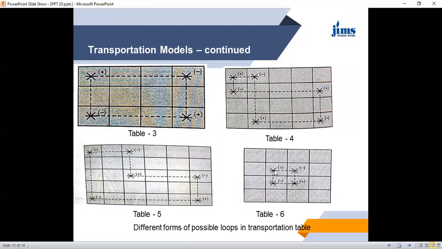So loop formation should not be possible. Then only the problem is solvable. Otherwise, the problem gets degenerate. So this is what we have learned today.